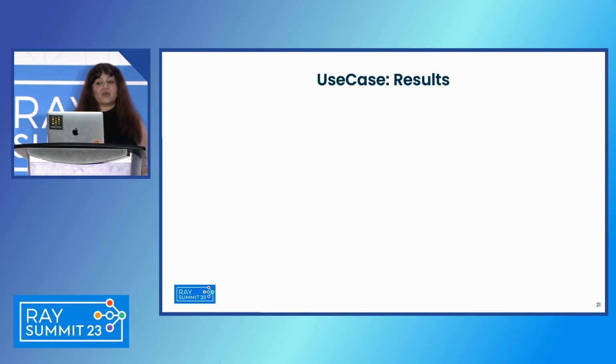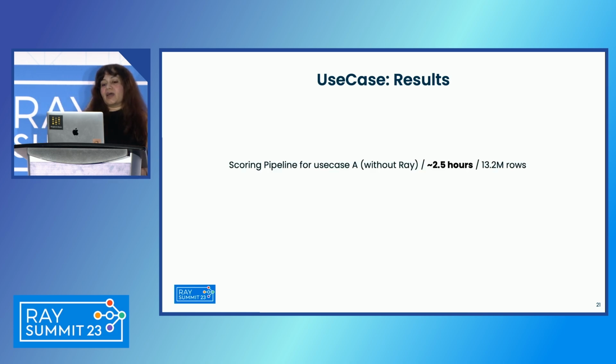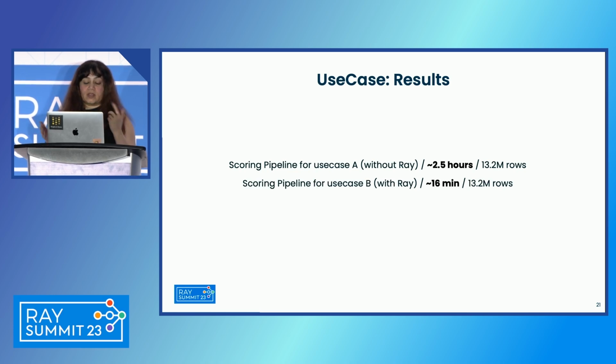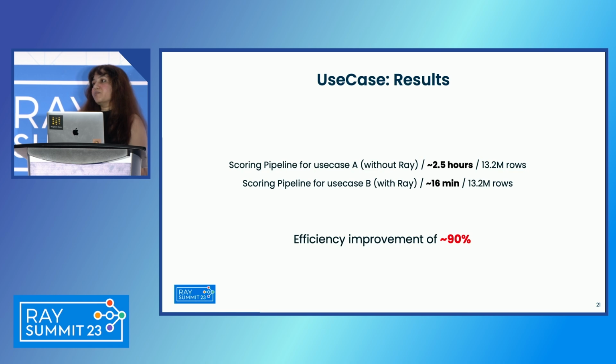So let's have a look at the results now. The scoring pipeline for use case A, without using Ray, took us 2.5 hours when it would ingest approximately 13.2 million rows. After making the code changes and implementing ray.remote, it took us around 16 minutes to ingest exactly the same amount of data using Ray. So the efficiency improvement that we observed with this particular use case was over 90%, which is amazing.